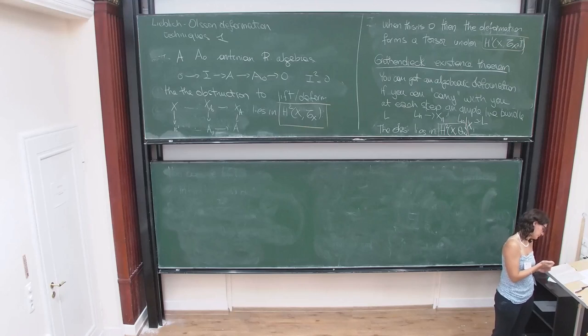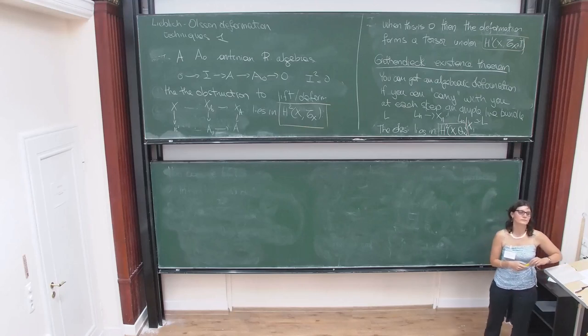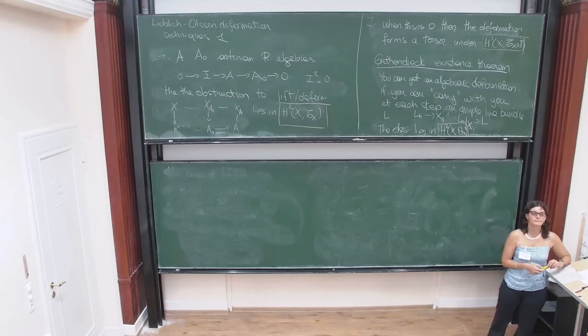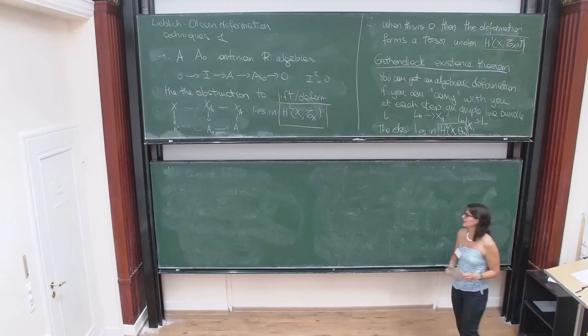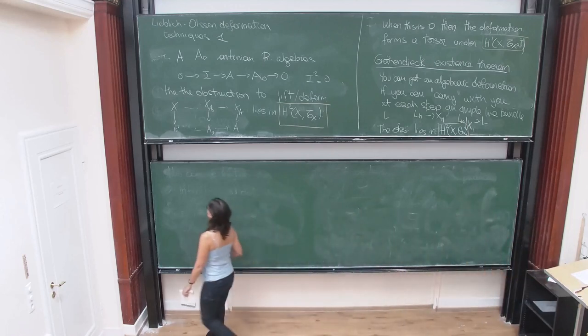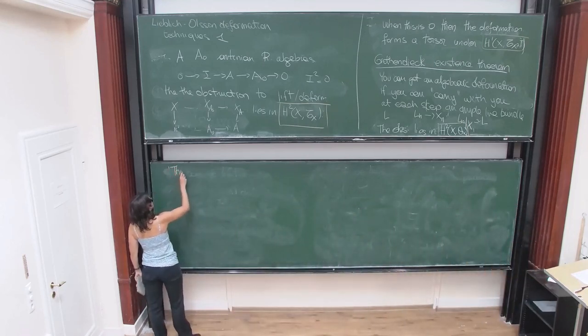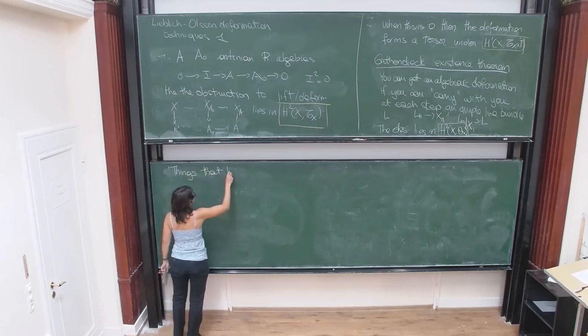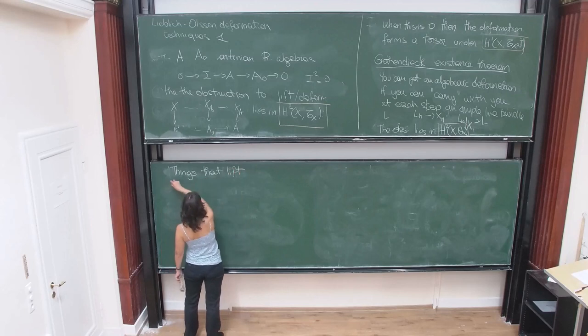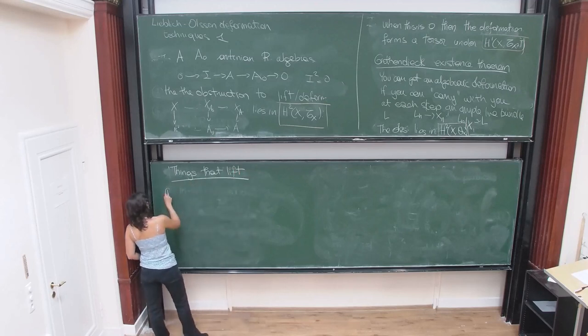Okay, so what was it? Theta X here? This sheaf, O_S. Okay, so first, the things that live. One: abelian varieties.